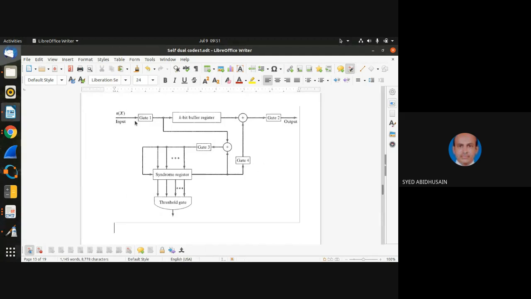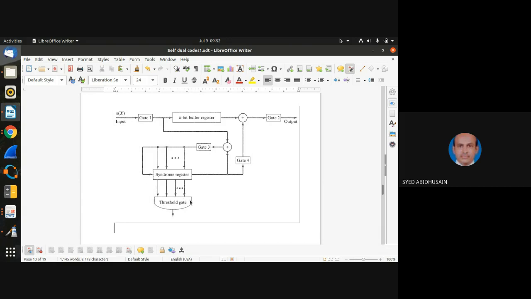If I close this gate 1, that will enable the reception of R(x) into the k-bit buffer register. Say you take the k value as 4 in the present case, so 4 bits will be stored here. Remember that at the arrival of the next clock pulse only one bit will be shifted into the buffer register, so after the completion of 4 clock pulses we will have the received bits. With a k-bit buffer register, it will have 4 bits here. Parallelly it will be entered here also, in the syndrome register.